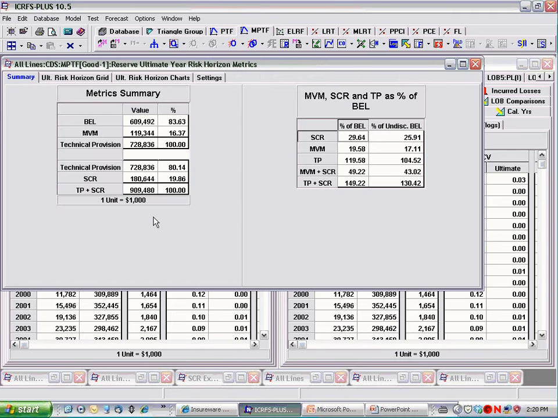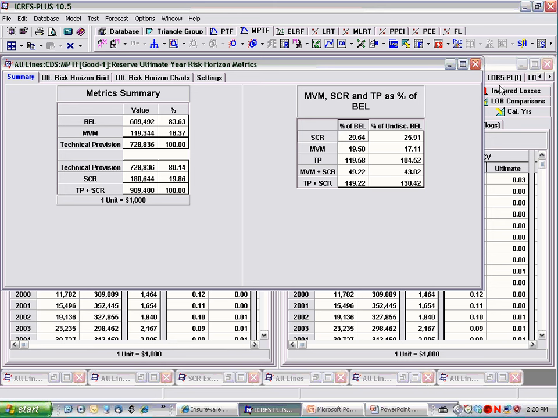You might remember that for the 1-year risk horizon, the total capital was really around 100% of the undiscounted BEL. Well, now the total capital that you need at inception is actually 130%. So the ultimate year risk horizon is much more onerous, in terms of the SCR is much larger. I think we had 60, 63, 66 versus 180 million.